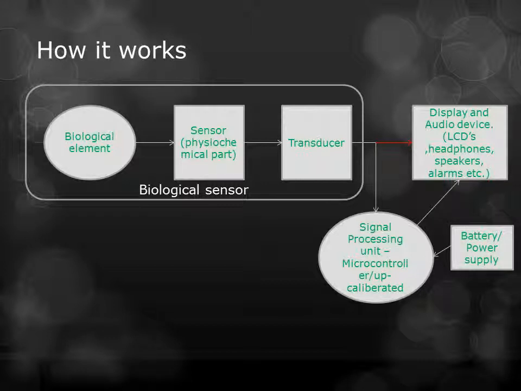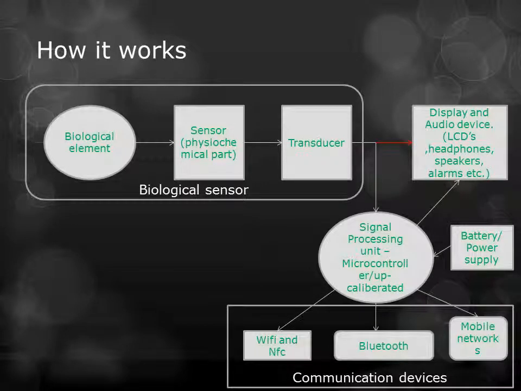This, of course, the microprocessor control unit is powered by a battery supply, which is renewable. The bigger the battery life, the more commercially viable. Apart from this, your microprocessor and controller unit will also communicate to these communication devices, whether it be through Wi-Fi or NFC, Bluetooth, or your mobile networks.